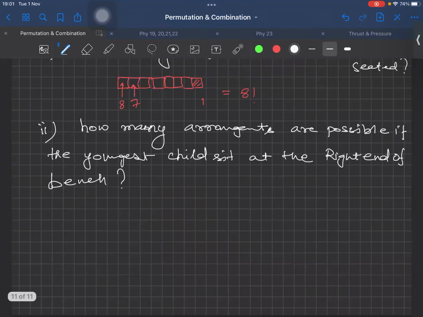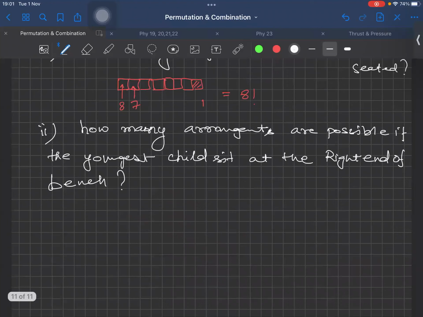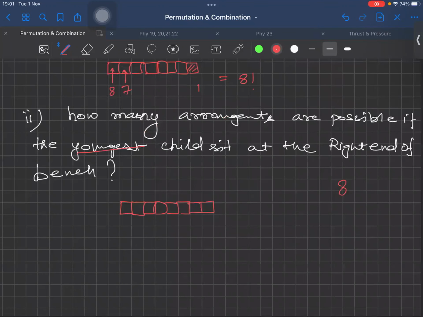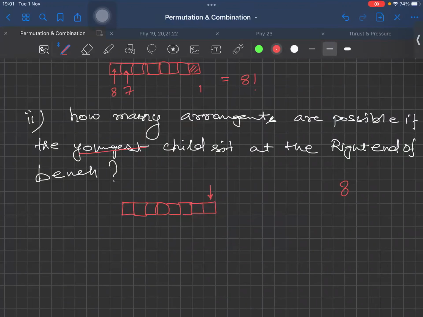Now tell me this one. See, there are 8 vacant positions: 1, 2, 3, 4, 5, 6, 7, 8. Right? And there are a total of 8 children. But the youngest one will always sit here. Okay, the youngest one will always sit here. Right? So tell me how many ways are possible. 7 factorial.